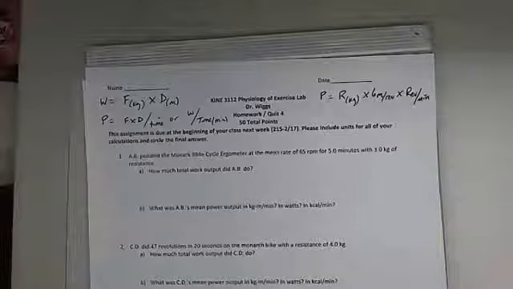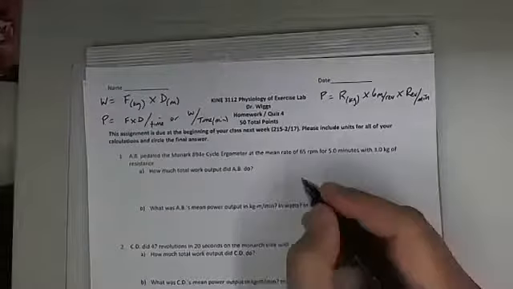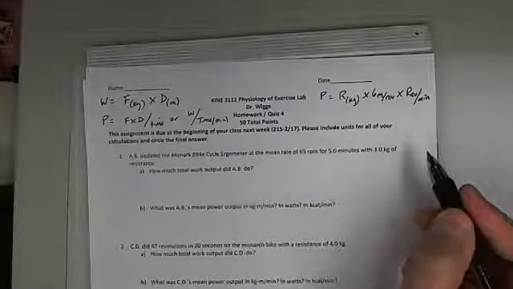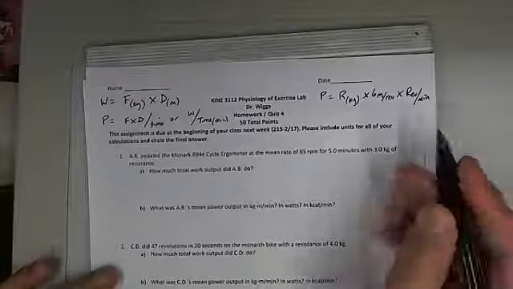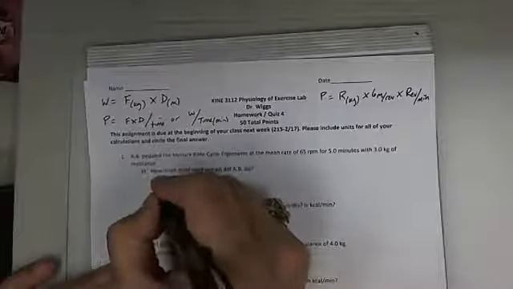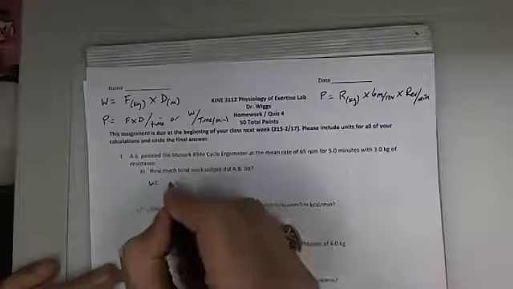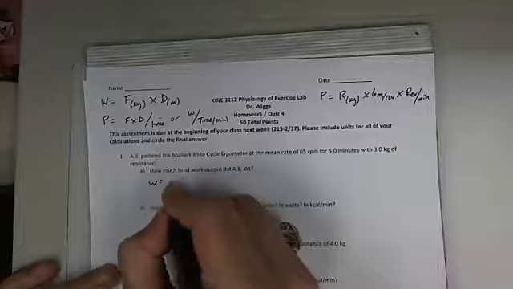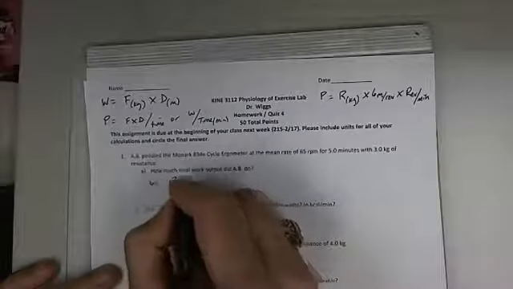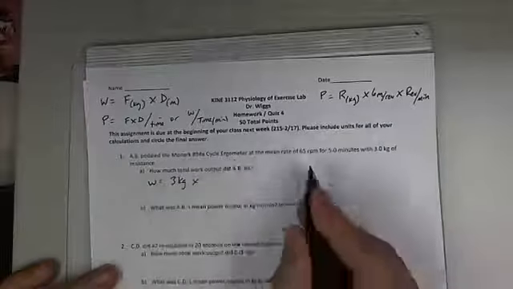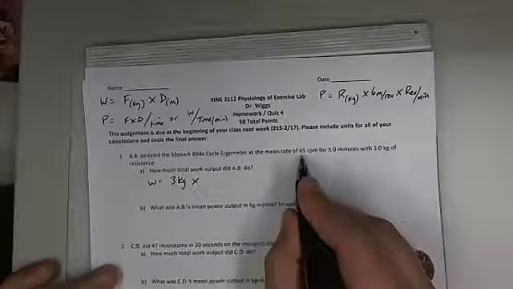Okay, so how much total work did AB do starting in this first problem? So AB pedaled at a mean rate of 65 RPMs for 5 minutes with 3 kilograms of resistance. So if we want to use our work equation, we can easily pick out our resistance. So our force is going to be 3 kilograms times our distance. To get our distance, we know they cycled 65 RPMs for 5 minutes.